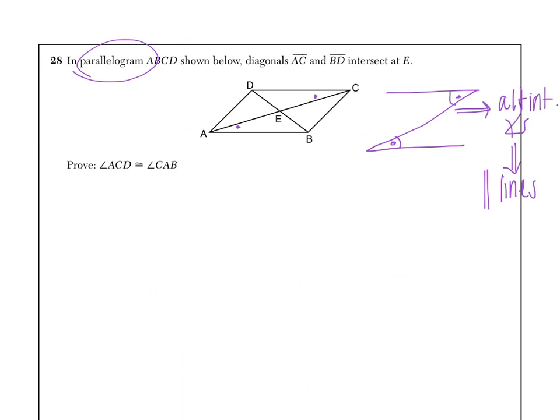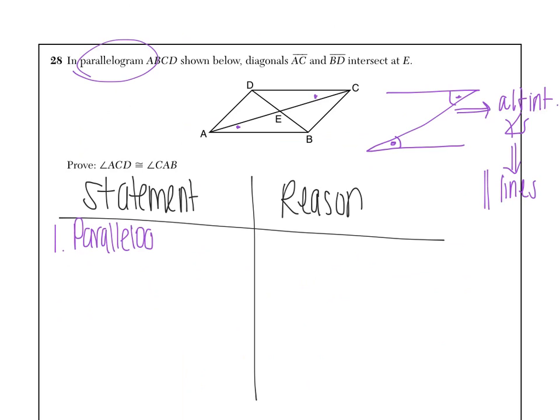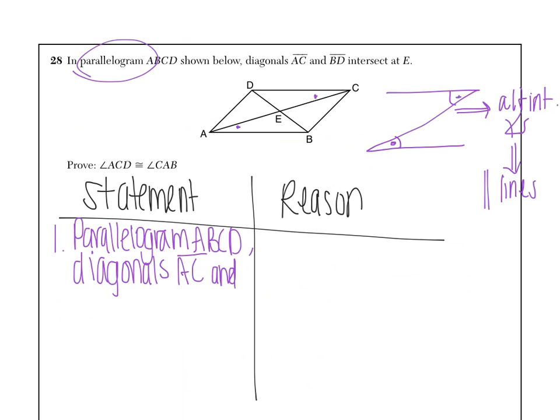And notice again that we have a parallelogram. Parallelograms have opposite sides that are parallel. So because this is a proof, we do need to set up a T-chart. The left side is statement, and the right side is reason. The first statement and first reason always come from the given, so we need to say parallelogram ABCD, diagonals AC and BD intersect at E.